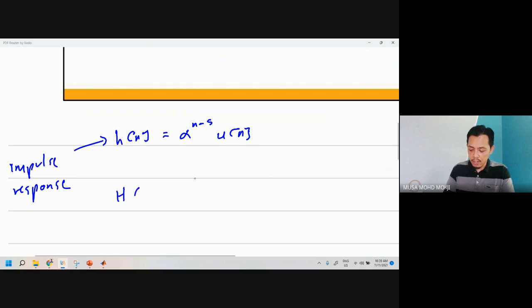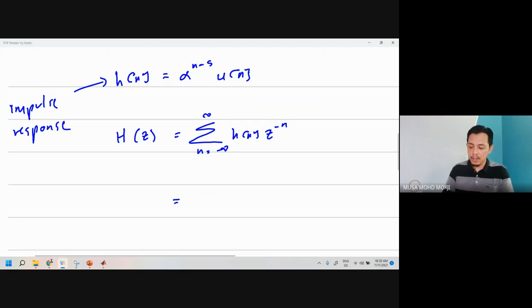From there, we know that H(z) is a summation of n, generally from minus infinity up to infinity, of h[n] z to the power of minus n. And because we have a u[n] here, what is u[n]? We have a range from 0 up to infinity. So you can do the sum from 0 to infinity of alpha^(n-5) z^(-n). You don't have to write the u[n] anymore because this u[n] describes the range, which is from 0 up to infinity.